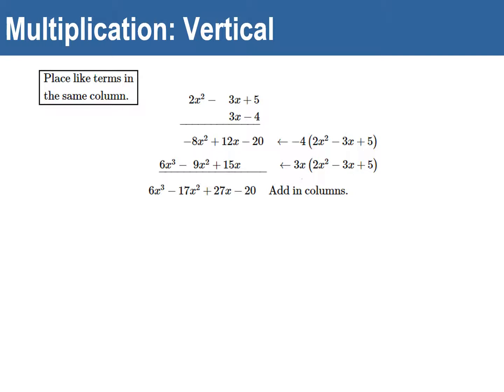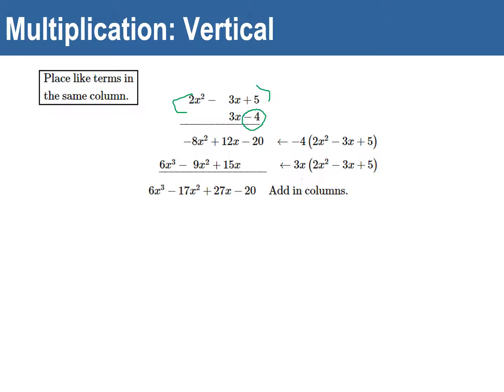Now you can also multiply vertically. This is a lot like you multiplied numbers. Put like terms in the same column. It helps keep you organized. So the first thing we're going to do is take negative 4 and multiply it by 2x squared minus 3x plus 5. And that gives us minus 8x squared plus 12x minus 20.